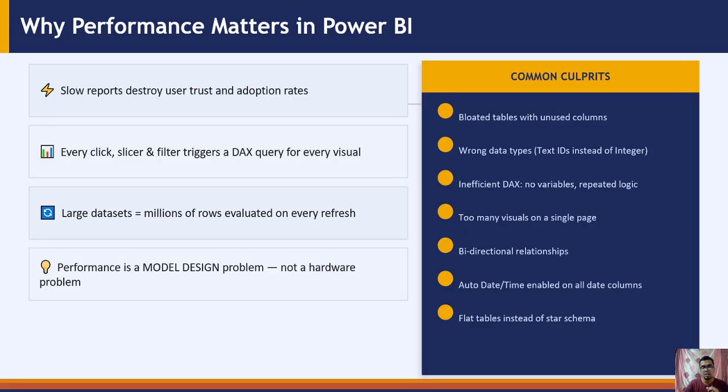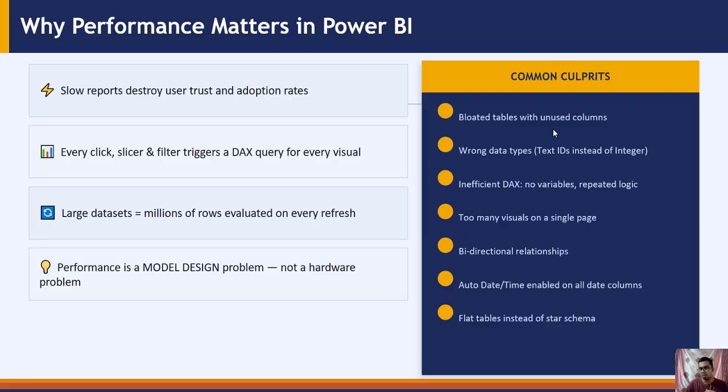As I said, every click, every slicer and filter triggers a DAX query for every visual, and it consumes processing time. So we need to take care of the performance. A large data set means millions of rows evaluated on every refresh. And lastly, performance is a model design problem, not a hardware problem. So how good is your model design? That decides the performance of your report.